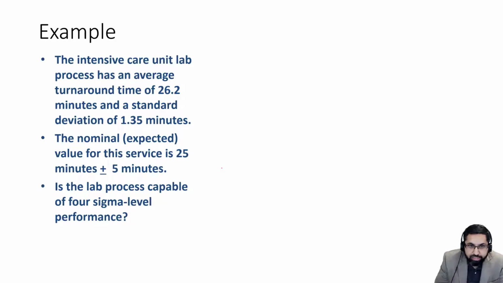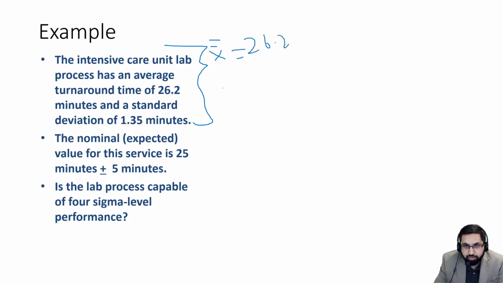Let's do an example. The intensive care unit in a lab process has an average turnaround time of 26.2 minutes and a standard deviation of 1.35 minutes. So these are process characteristics. So x bar bar, the average of the process, is 26.2, and sigma, the standard deviation of the process, is 1.35. So this is the process. This is sometimes called voice of the process, the statistics of the process.